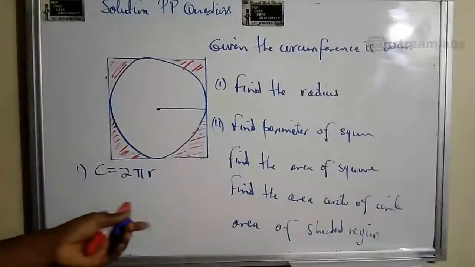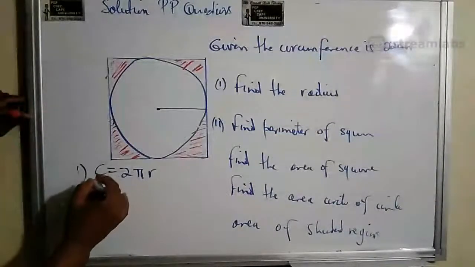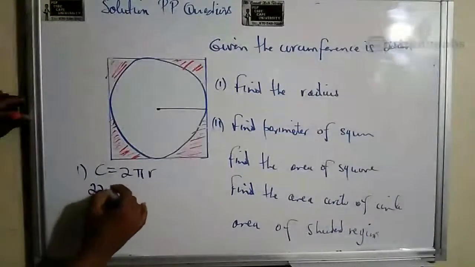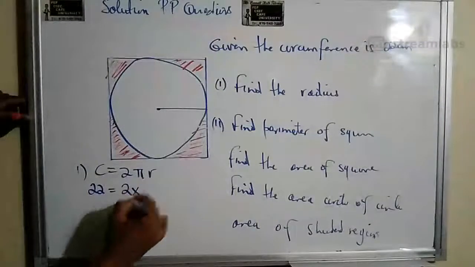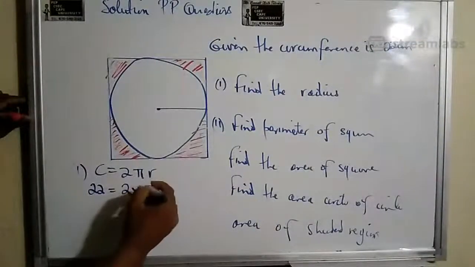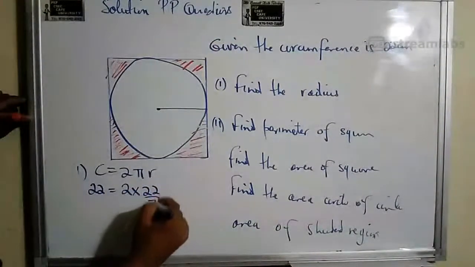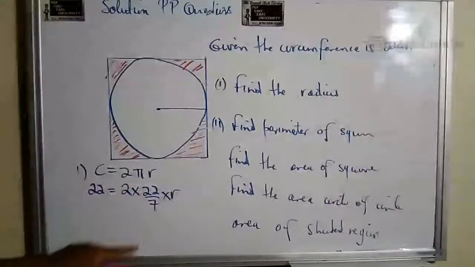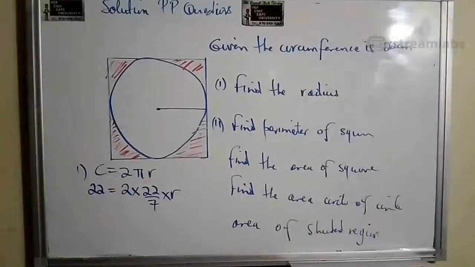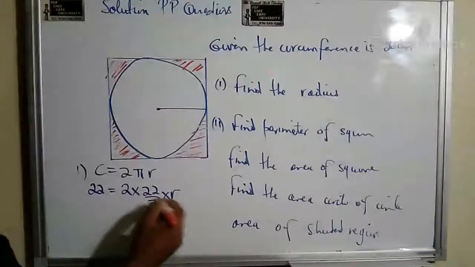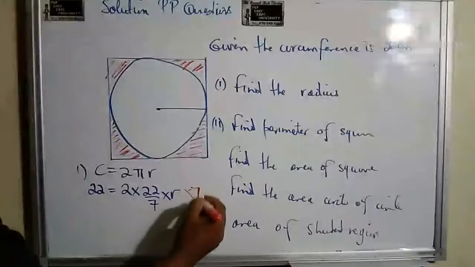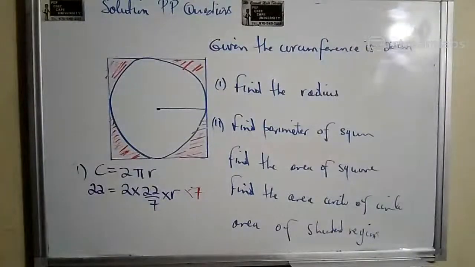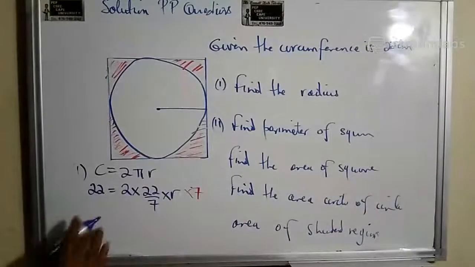Alright, so let us put in what we know. We know that the circumference is 22 centimeters, so we'll put in 22. Pi, we're going to use 22 over 7. That's a constant, and we times r. Now there's only one unknown, so we can just transpose. We can do the opposite of what's happening here. So this is being divided by 7, so we times it by 7. What we do to one side, we do to both sides.